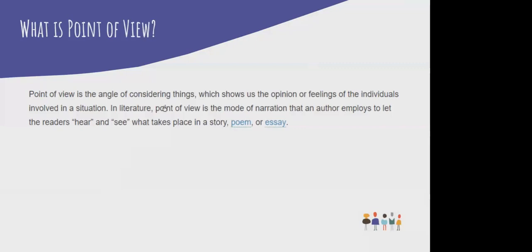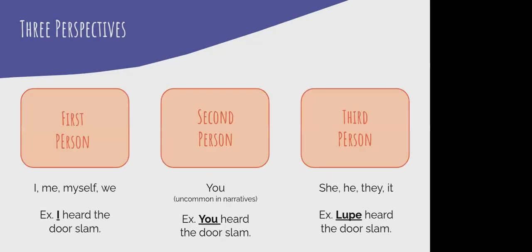In literature, the point of view is the mode of narration that an author employs to let the readers hear or see what takes place in a story, poem, or essay, right? There are three major types or perspectives of point of view. I know Zenelia already pointed two of them out. We also had the other options, the other two as options in our do now. So those would be first person, second person, and third person.